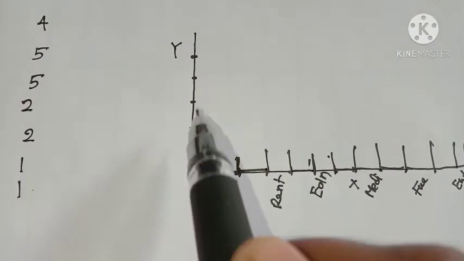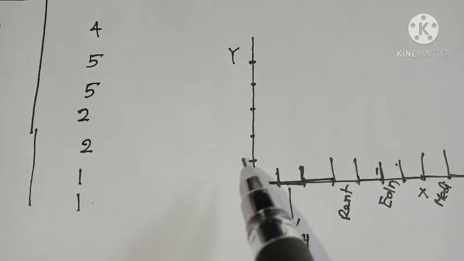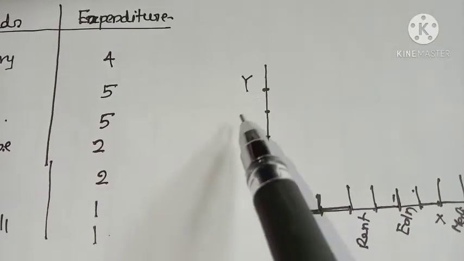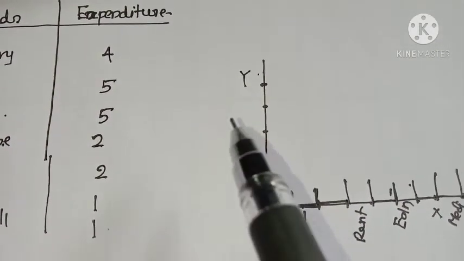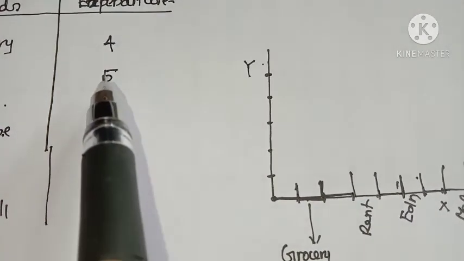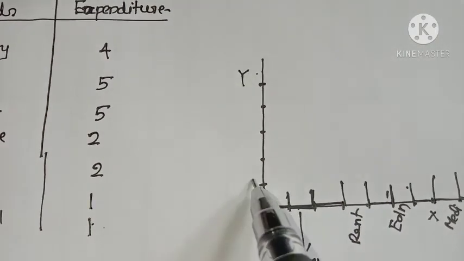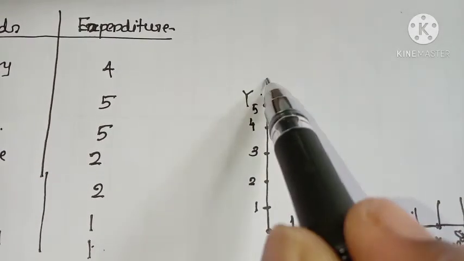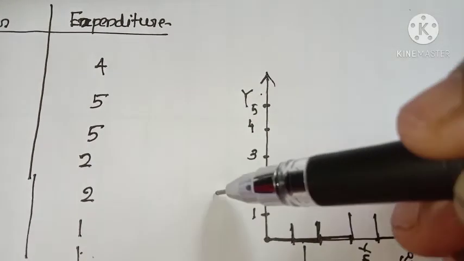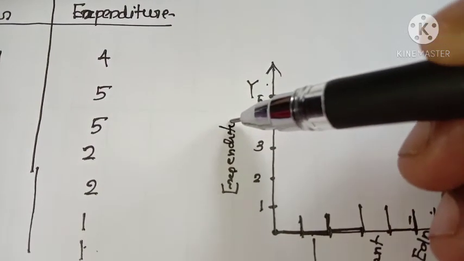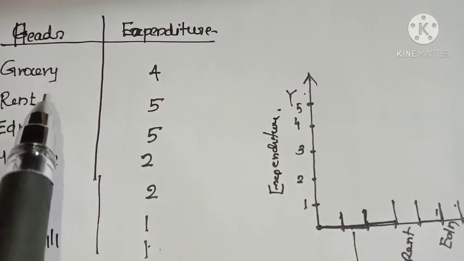Now listen, along y-axis we have to note down the numbers. So expenditure is the frequency, or along y-axis we have to point out. Here the least value is 1, highest value is 5. So you can consider 1, 2, 3, 4, 5. So along y-axis you have to mention expenditure. Okay, expenditure. Now see the data.